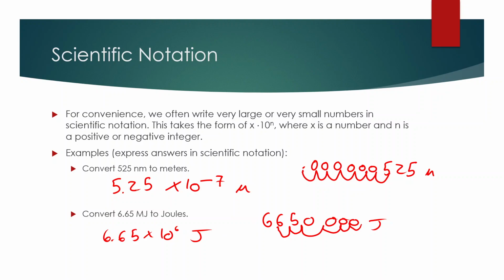And remember, these two things, 5.25 times 10 to the negative 7th and 6.65 times 10 to the 6th, are just numbers. They don't have anything special about them. They're just numbers, but expressed in a way that makes them easier to read. But you should treat them like any other number.